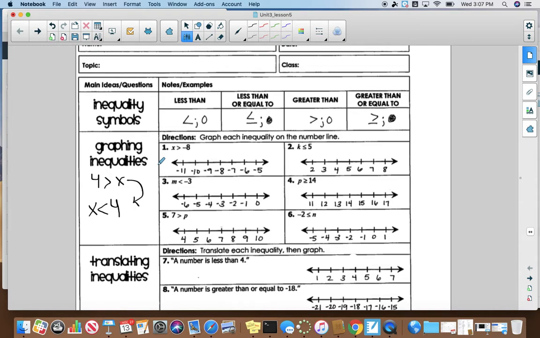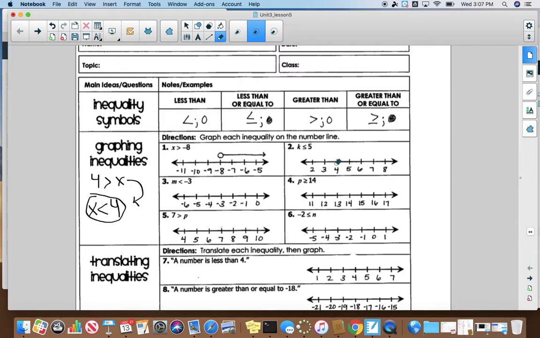And you'll see here in a little bit that the inequality actually points in the direction that you are writing your arrow if you have the variable listed first. So x is greater than negative 8. So it is a greater than sign. If we look up here, it is going to have an open circle. So we put that open circle on negative 8. Numbers that are greater than negative 8 go to the right on the number line. So you will graph it like that.